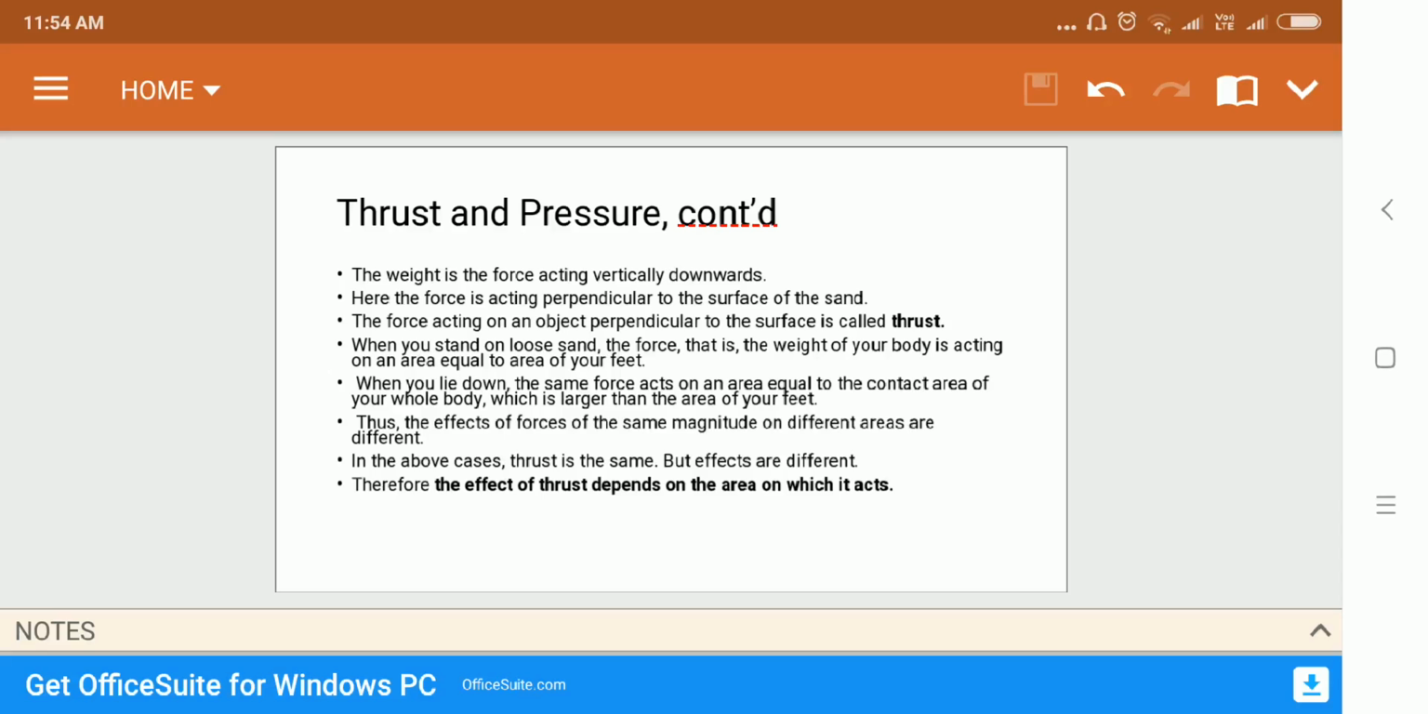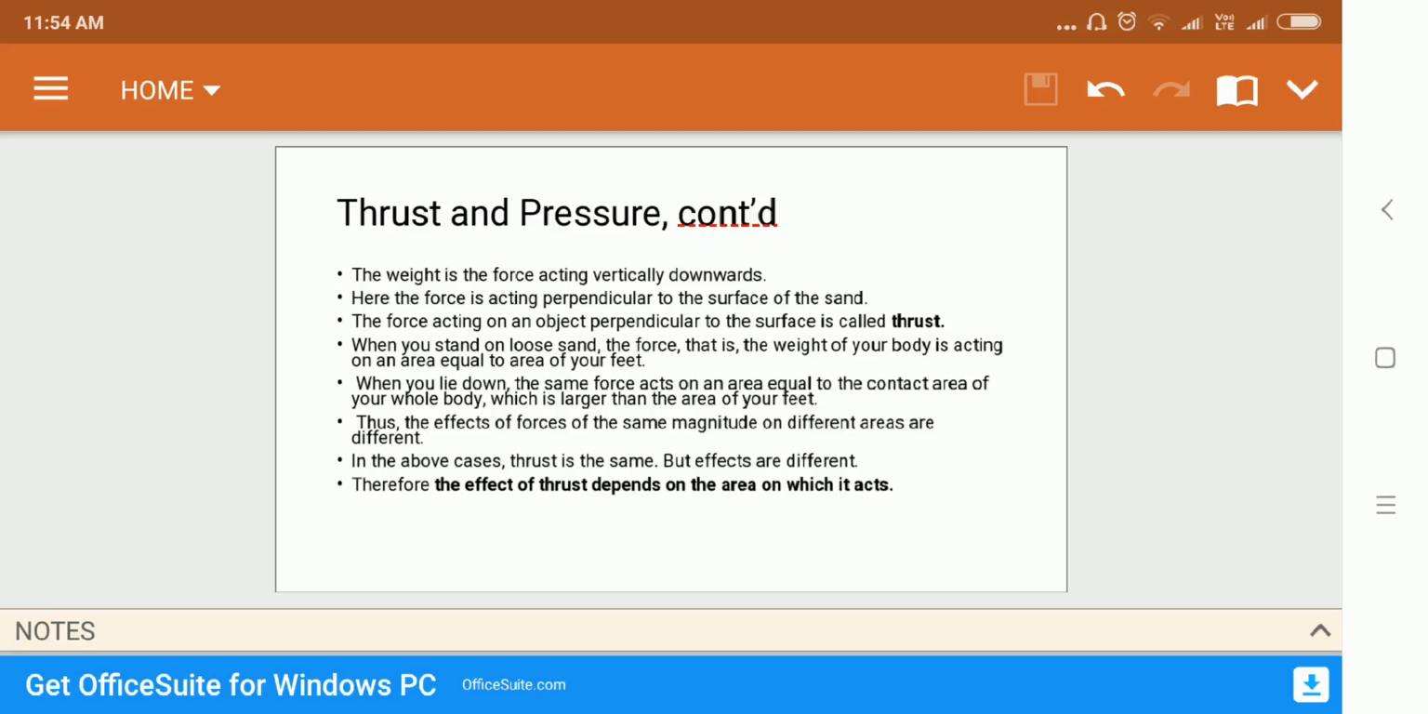Now, when you stand onto the loose sand, the force, that is the weight of your body, acts onto how much area? Equivalent to your feet.